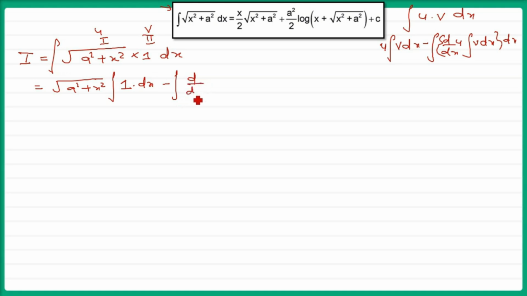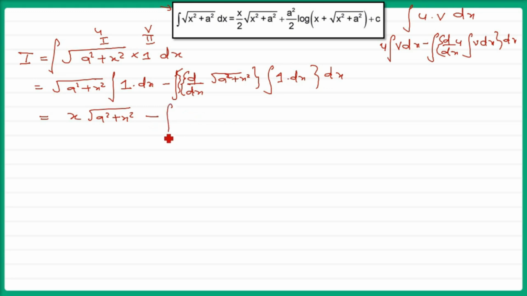Then minus integration. Then the differentiation of the first function, which is under root a square plus x square. Then after this, integration of 1 dx again. That is the one which we are doing for the parts, and we assume that 1 is multiplied there. And then again the integration. So this 1 dx will simply give you x. Under root a square plus x square is here. It remains unchanged. Minus. Now integration of what? 1 dx is going to be x only. Let's call it x here only, because I am going to replace it.